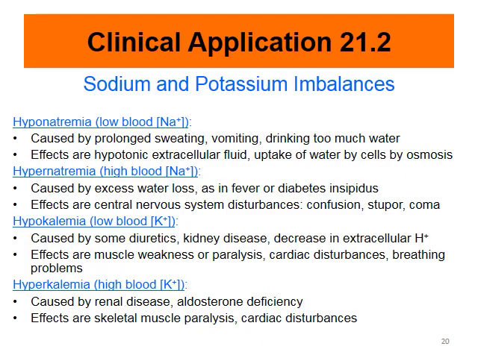Okay, sodium and potassium imbalances. So hyponatremia means you have a low level of sodium in your blood. It can be due to prolonged sweating, vomiting, or drinking too much water. The effect is that you're going to get a lot of fluid moving into the cells. Your extracellular fluid is so very dilute and doesn't have any electrolytes, so that fluid is going to try to move into the cell where there are higher levels of electrolytes. Again, this can cause cerebral edema and death.